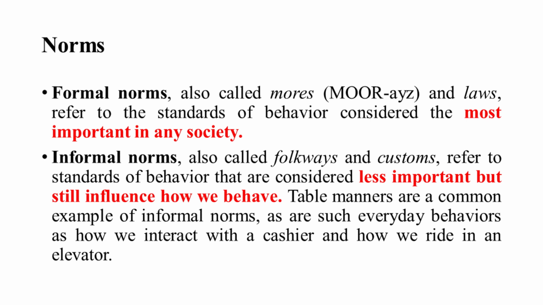Formal norms, also called mores and laws, refer to the standards of behavior considered the most important in any society. Informal norms, also called folkways and customs, refer to standards of behavior that are considered less important but still influence how we behave. Table manners are a common example of informal norms, as are such everyday behaviors as how we interact with a cashier and how we ride in an elevator.